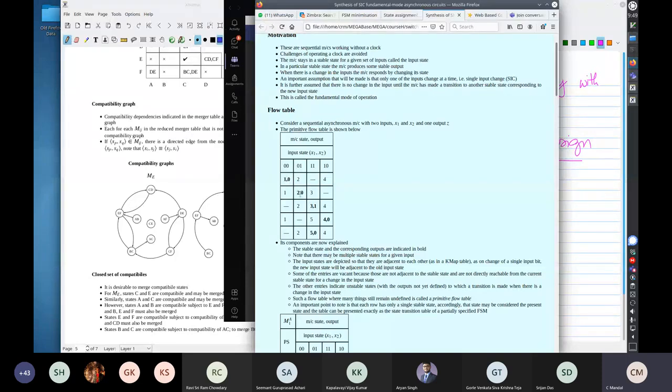The state 2 is stable for input 0, 1. State 3 is stable for input 1, 1. State 4 is stable for input 1, 0. State 5 is also stable for input 1, 1. All right.